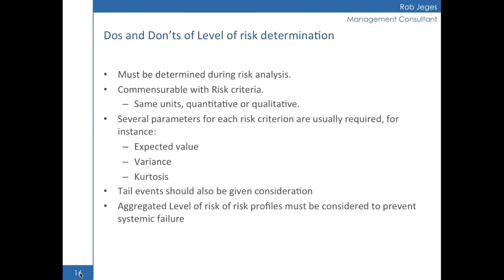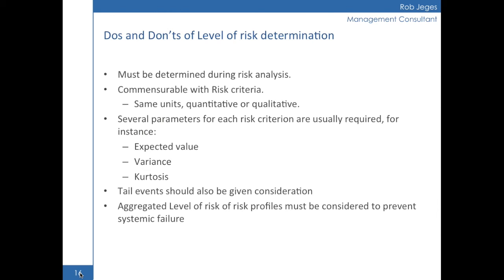One important thing to remember is that you're not measuring level of risk, because you're dealing with uncertainty. You're determining it from the information that is available. It should be done during risk analysis, after you have identified the risk and after you have set up the criteria. And it must be commensurable with the risk criteria because you're going to be comparing. And it must be done in the same units, whether quantitative or qualitative.